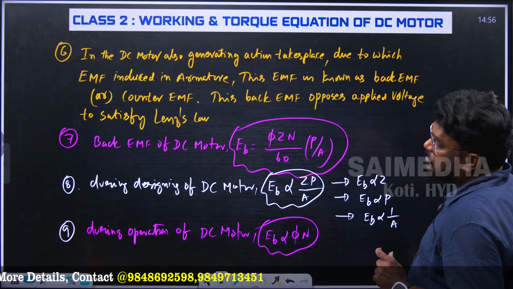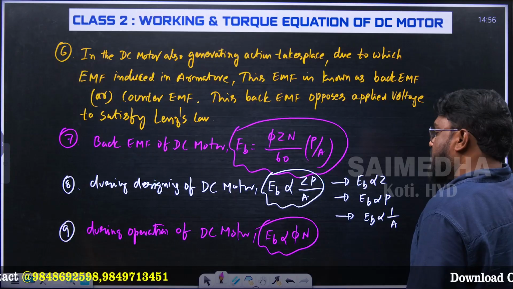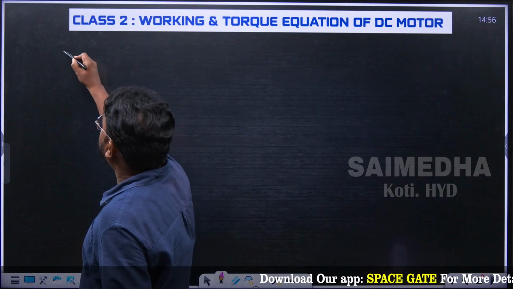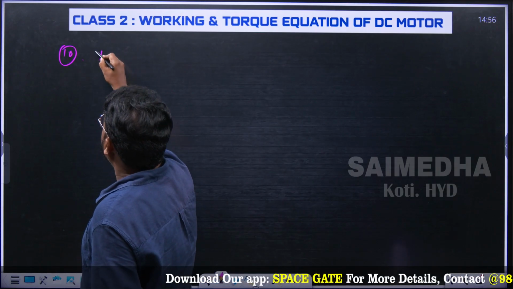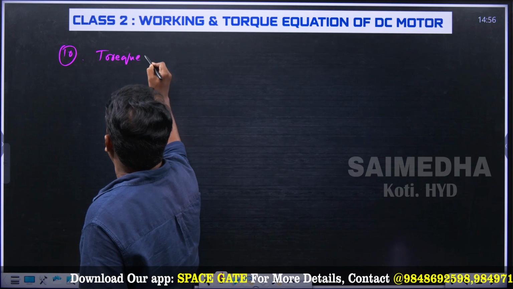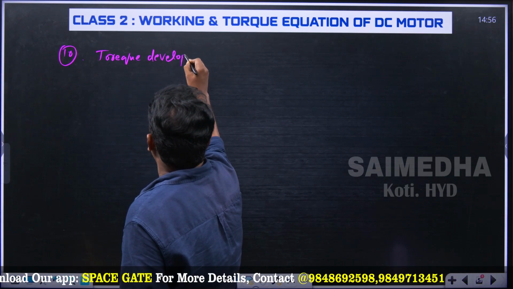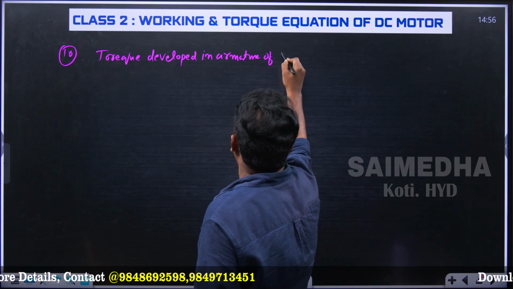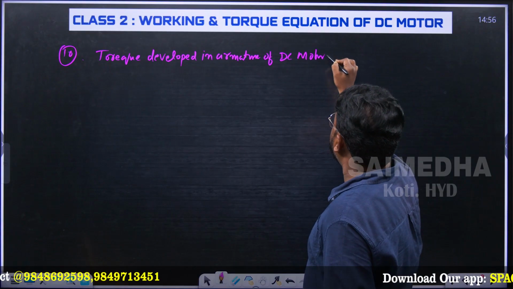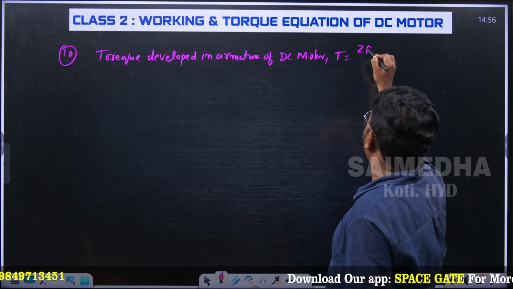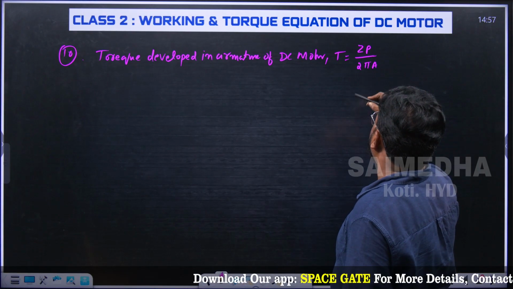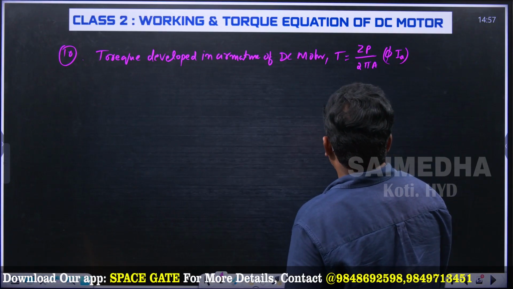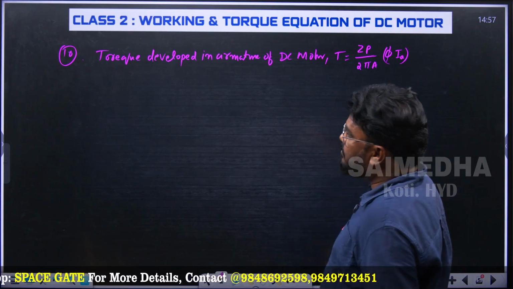So next one, the torque produced in the DC motor. How do we get the electromagnetic torque produced? And next possibility of the question, the 10th one. The torque developed in the armature of the DC motor, the torque equation, is T equal to Zp by 2 pi A multiplied by flux into Ia. So Zp by 2 pi A, flux multiplied by armature current.